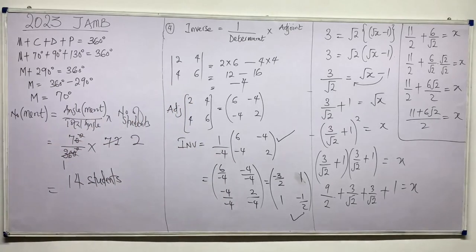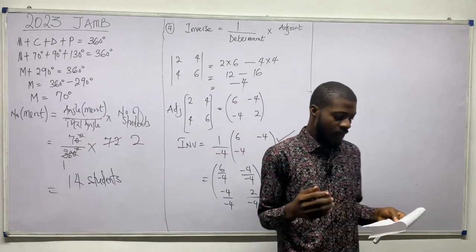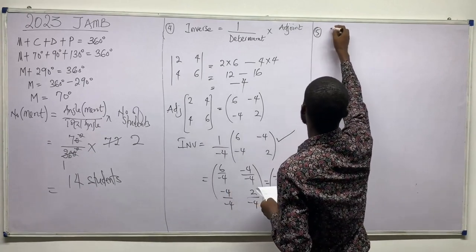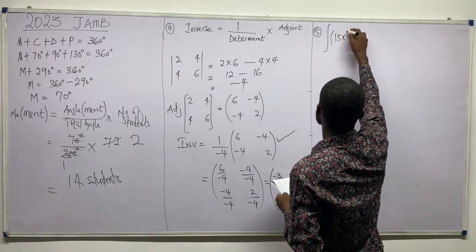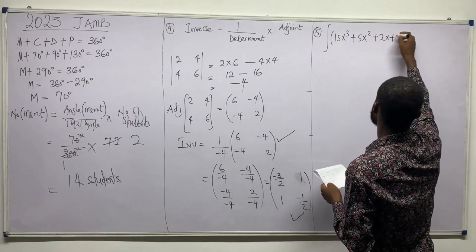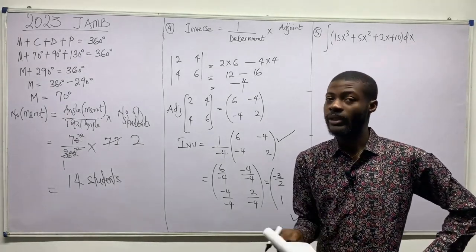Question 5. It says, evaluate the integral of 15x cubed plus 5x squared plus 2x plus 10 with respect to x. Whenever you see integration, it's actually simple. So I have the integral of 15x cubed plus 5x squared plus 2x plus 10 dx. This dx means with respect to x. Now, how do we do this?